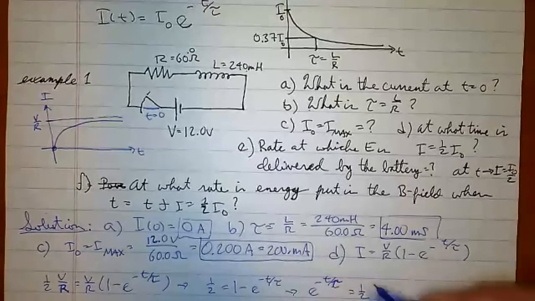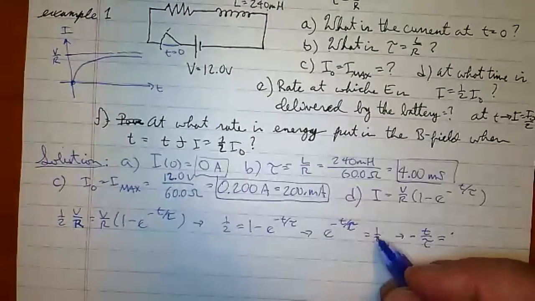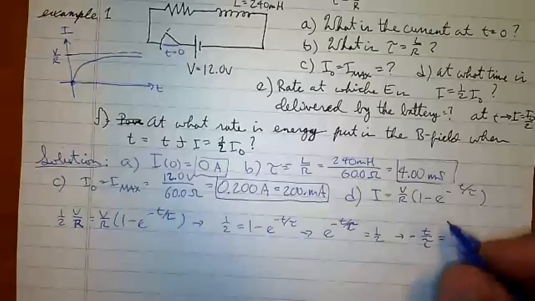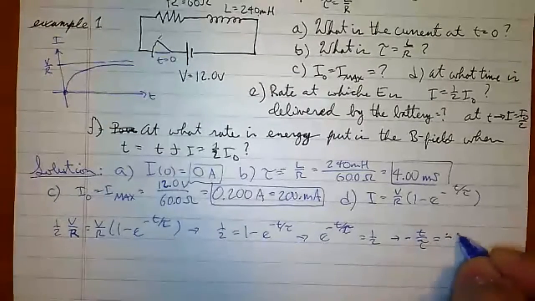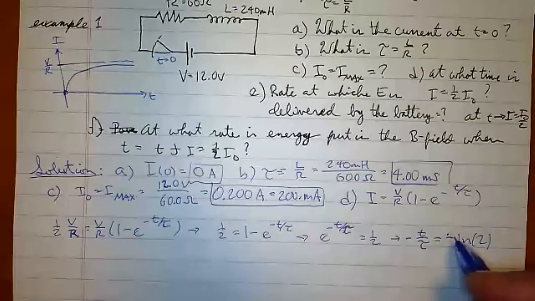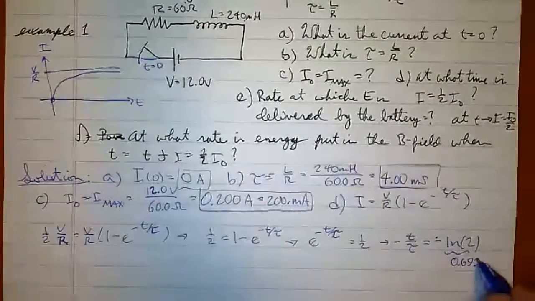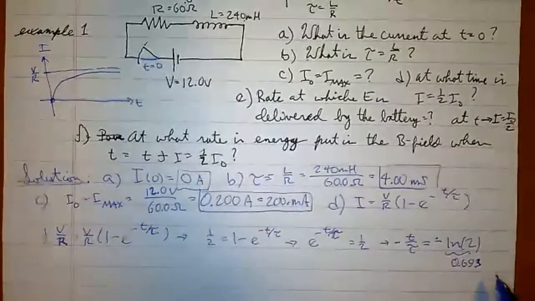Well, that's just 1/2. So I can take the ln of both sides, and that will give me negative t over tau is equal to the ln of 1/2, but that's the same thing as the negative of the ln of 2. So I'm going to say that's equal to negative ln 2. And the reason why is it automatically helps me cancel out that negative. And I also happen to know that this is 0.693. That's one of those numbers you just know from years of using it. So that's kind of helpful.